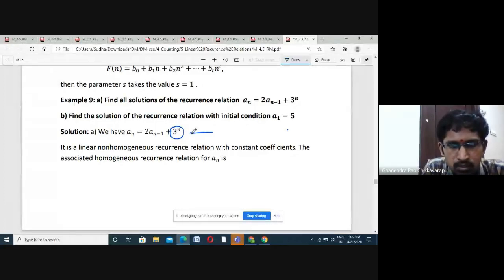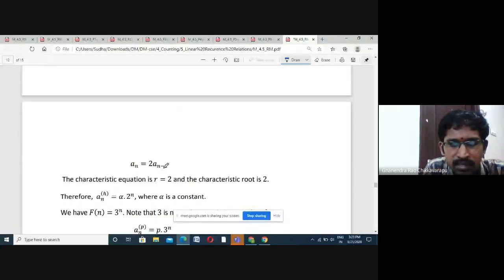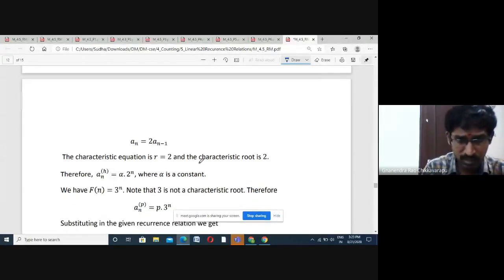So in place of 3^n you take 0 and consider what is called the associated homogeneous part. That means a_n is equal to 2 times a_(n-1). Replace a_n by r^n. You will get r^n is equal to 2 times r^(n-1). After solving this you will get r is equal to 2. This is the characteristic equation. Only one root is there because it is of degree 1. So a constant times 2^n acts as the homogeneous part.